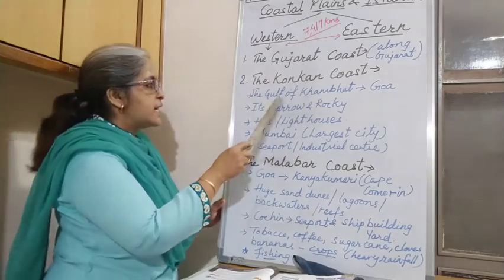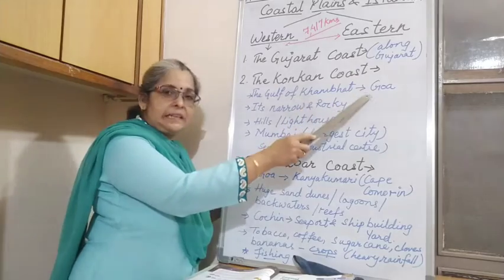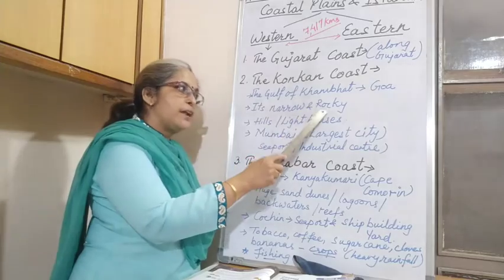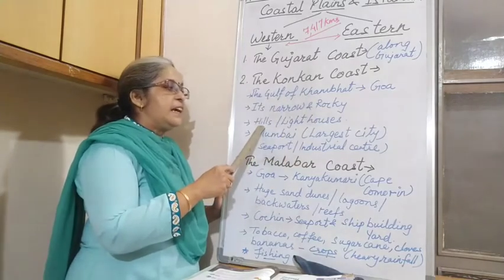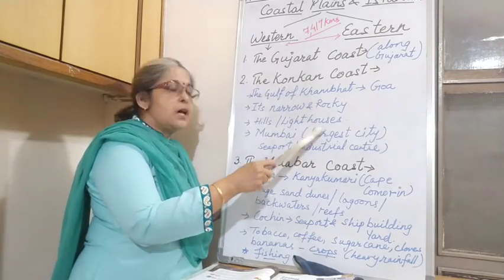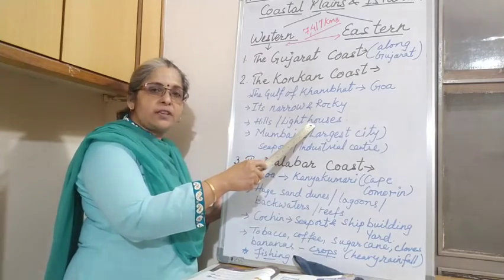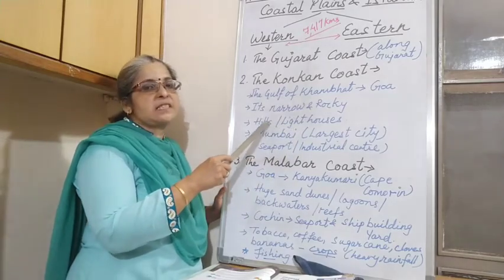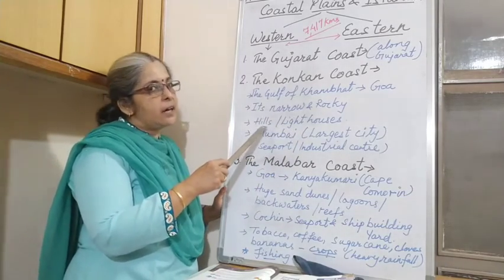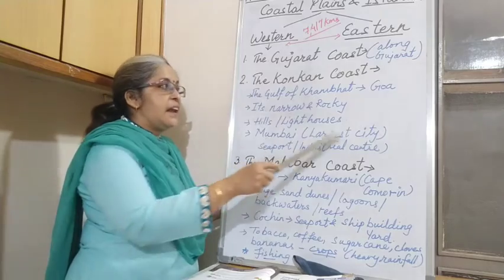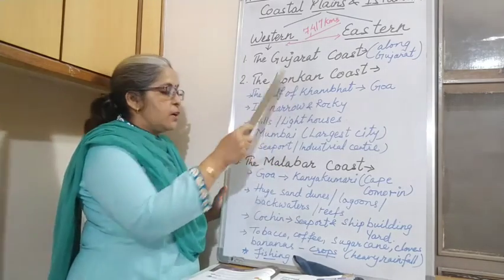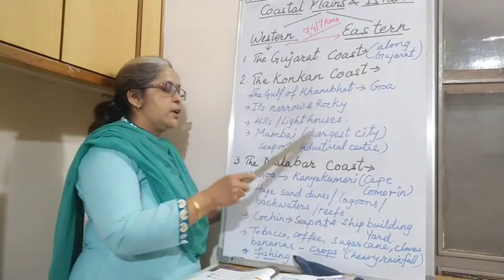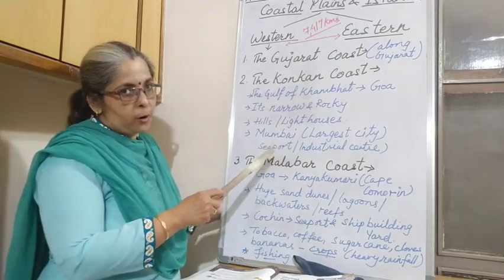The Konkan coast starts from the Gulf of Khambat till Goa, and the important things to remember are it is narrow and rocky. We find hills and many lighthouses. Why do we have lighthouses on the sea coast? So that they can warn the ships of hidden rocks in the water or near the coast. Mumbai is the largest city in the Konkan coast, which is the biggest seaport and an industrial center also, and it helps ships dock there.